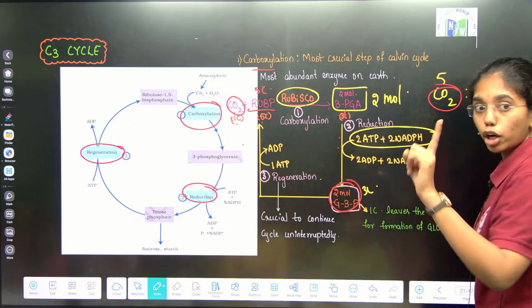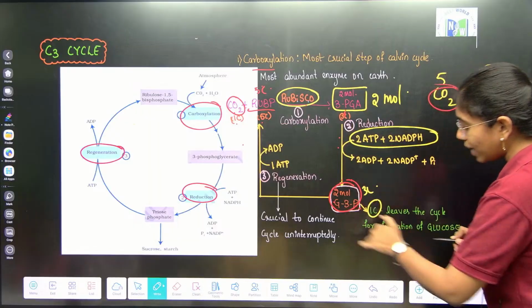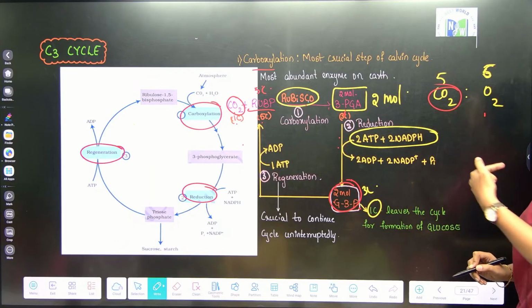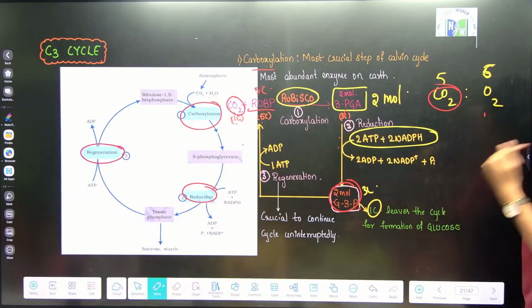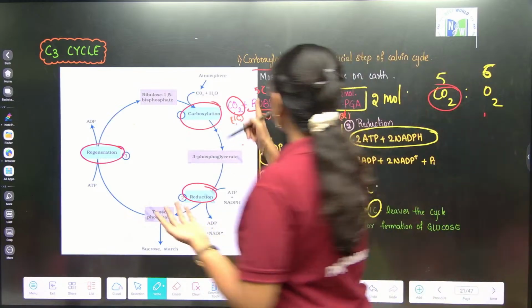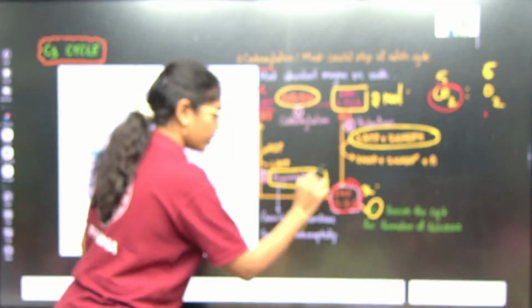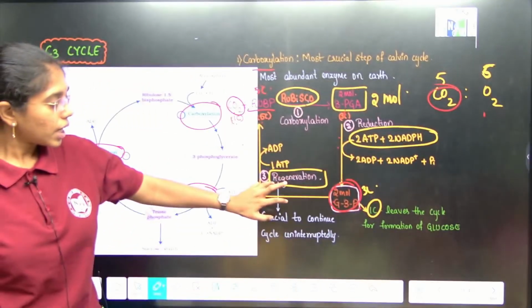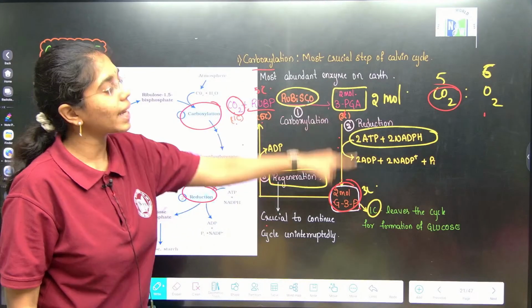6 carbons in total. From the 6 carbons, 1 carbon will escape the cycle for glucose formation. If 1 carbon is escaping, how many carbons will be left? 5 carbons. Those 5 carbons will be regenerated back in the regeneration step. The regeneration step is crucial to continue the cycle uninterruptedly.